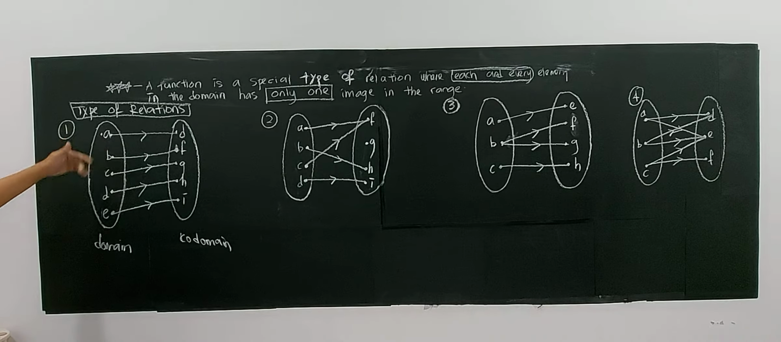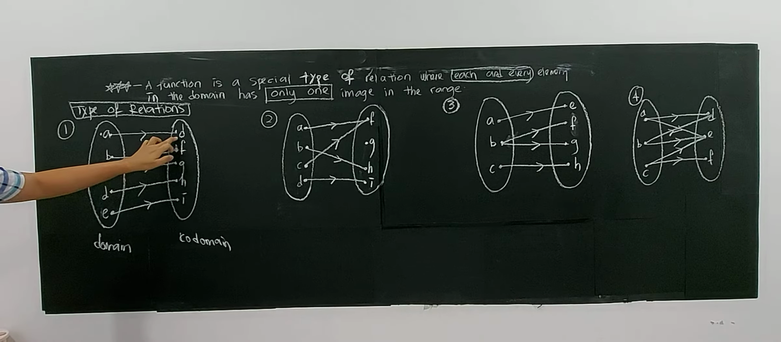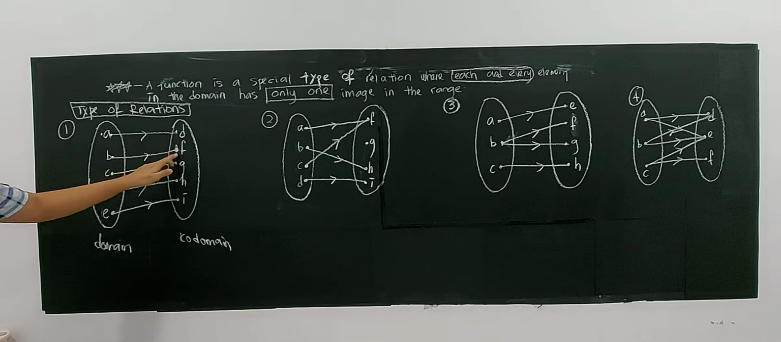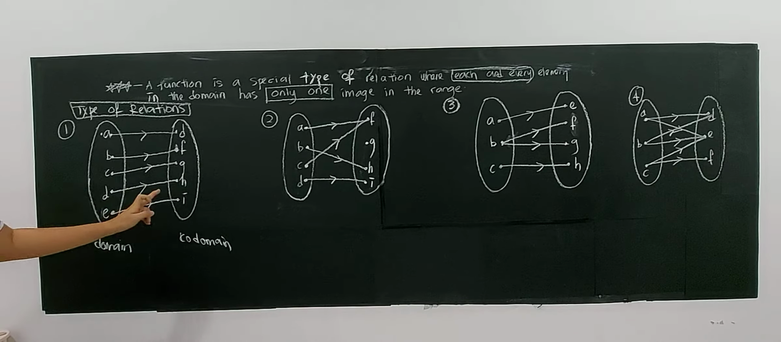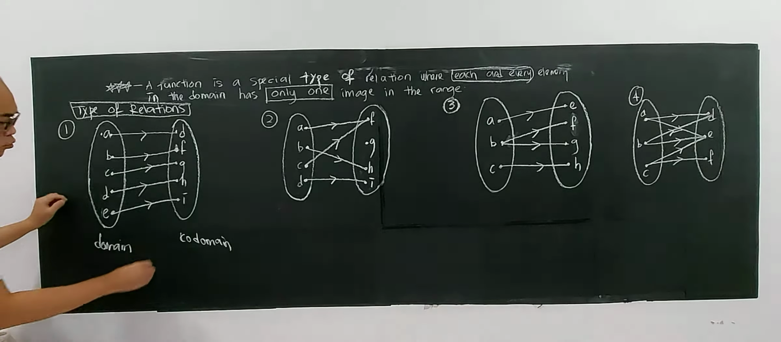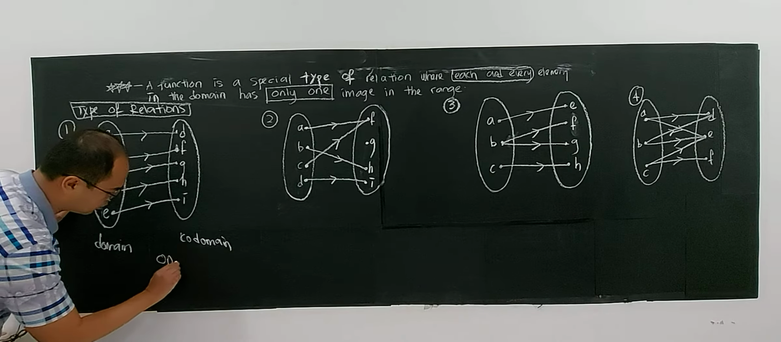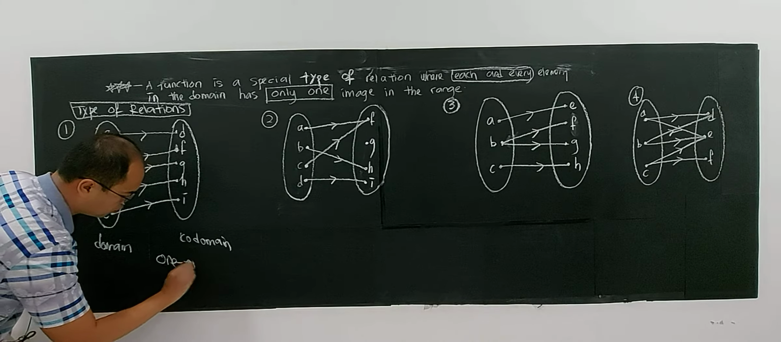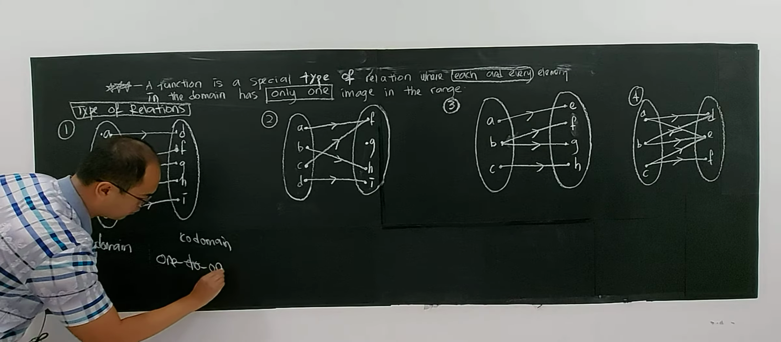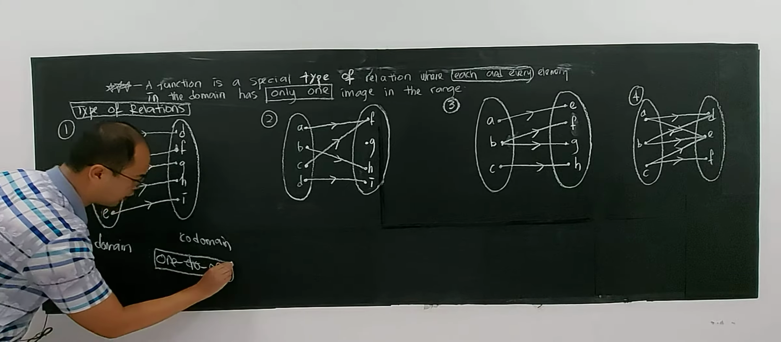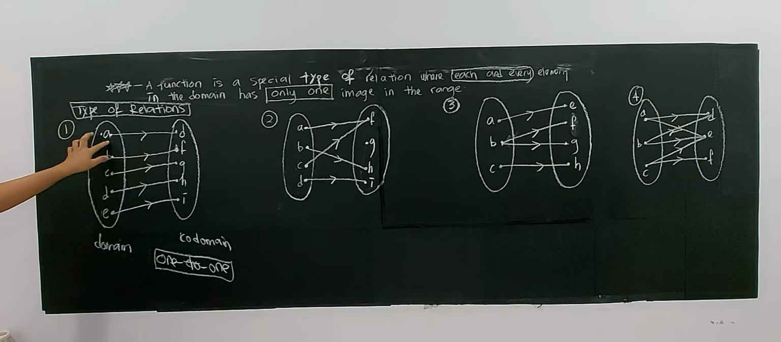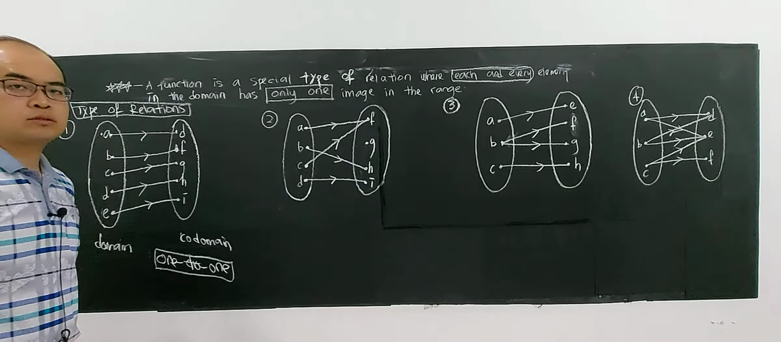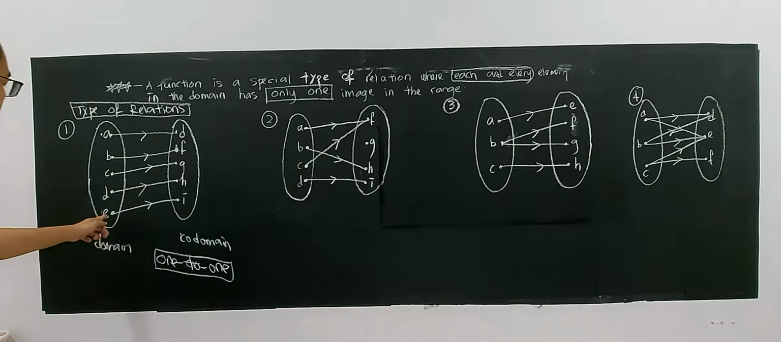So this means that each object has only one image. One object has one image. So this type of relationship we say is a one-to-one relation, where each object has one image, and all the objects have an image.